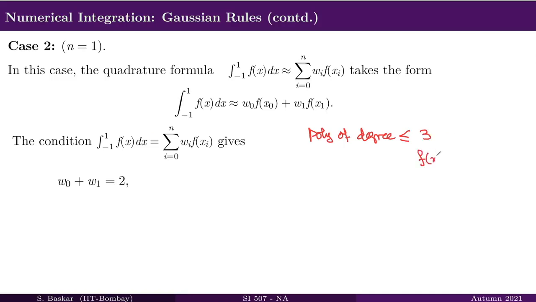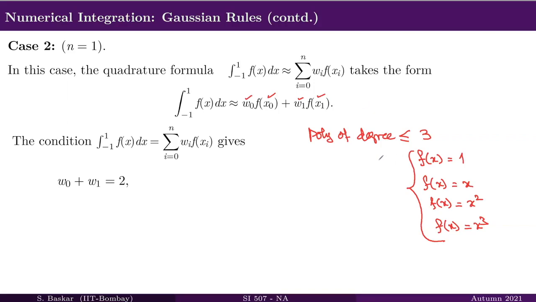So how many conditions will we have here? f of x equal to 1, if you take, you get one equation. f of x is equal to x, f of x equal to x square, and f of x equal to x cube. So these are the conditions we have to impose, and thereby we will get 4 equations. We have 4 unknowns. Therefore, we hope to obtain all these unknowns by solving these 4 equations.